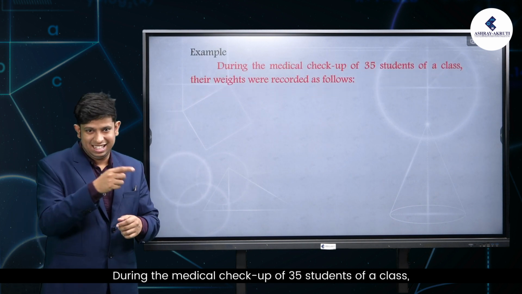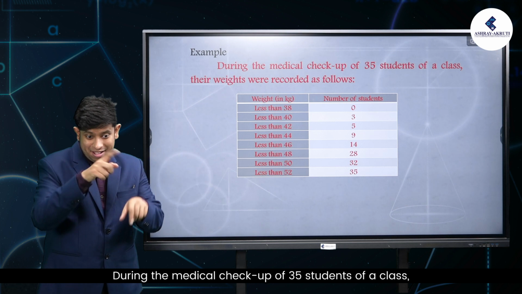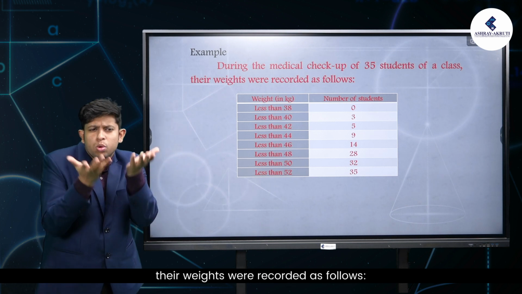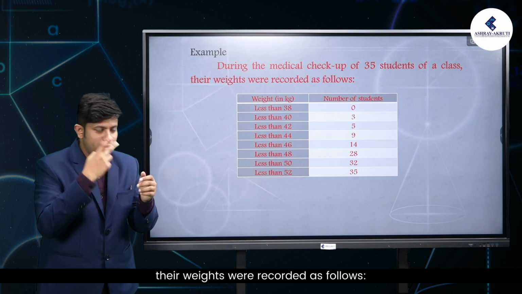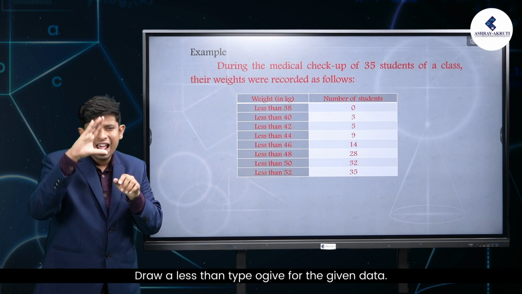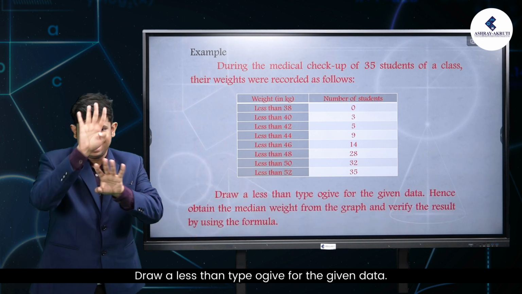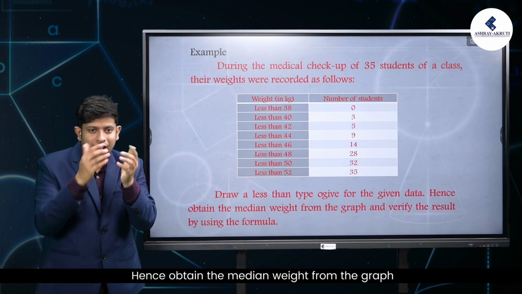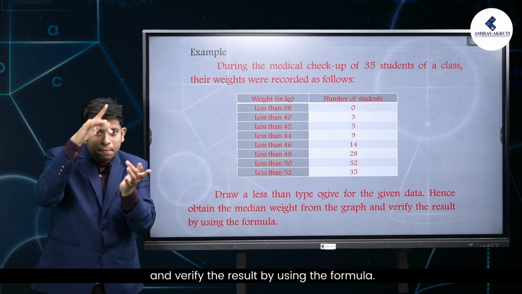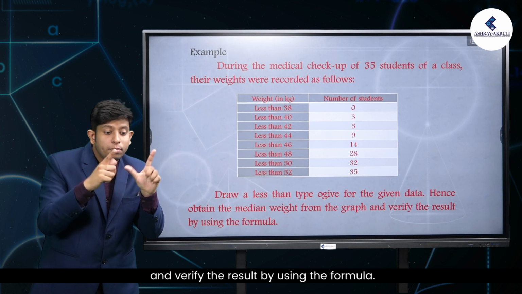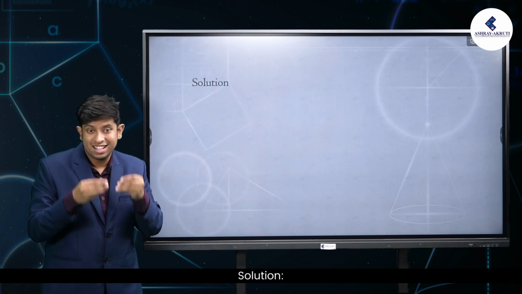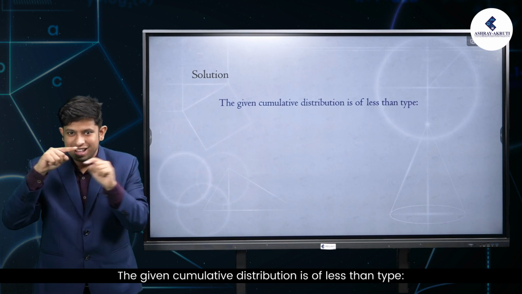During the medical checkup of 35 students of a class, their weights were recorded as follows. Draw a less than type ogive for the given data. Hence, obtain the median weight from the graph and verify the result by using the formula. Solution. The given cumulative distribution is of less than type.